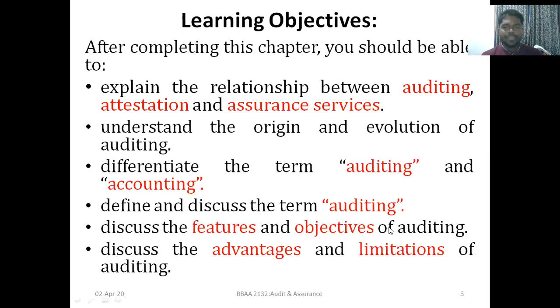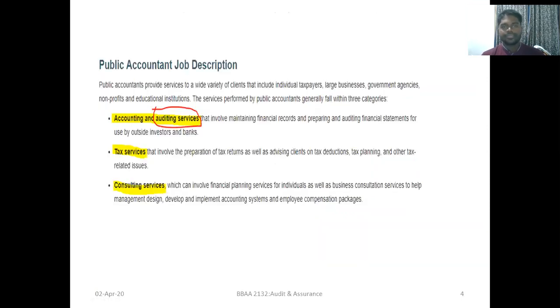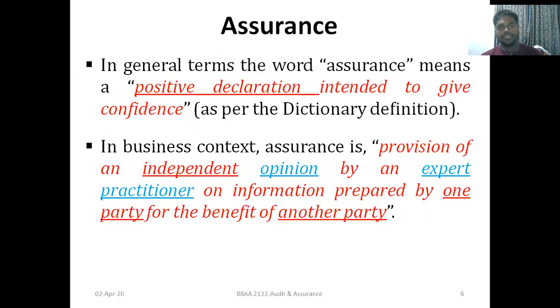We will discuss that later. The last objective says you should be able to discuss the advantages and the limitations of auditing. That's important, no? What are the advantages and disadvantages of auditing? These are the learning objectives of this chapter 1, or this first handout. One by one we will discuss. For a while, I'm going to skip these 2 slides. We'll come back later.